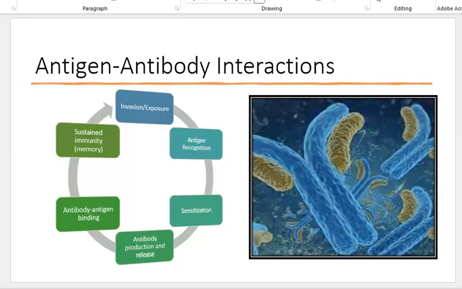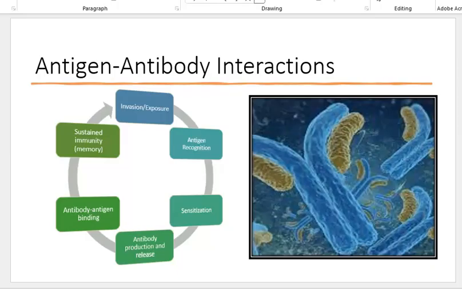Next, you have antigen binding action. This is triggered when the antibody binds to an antigen.